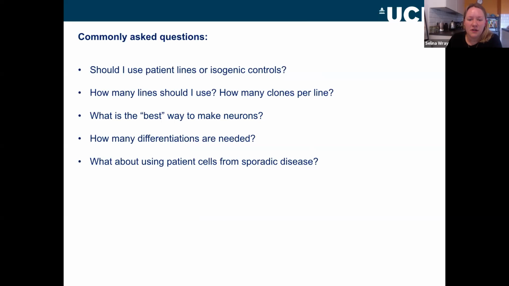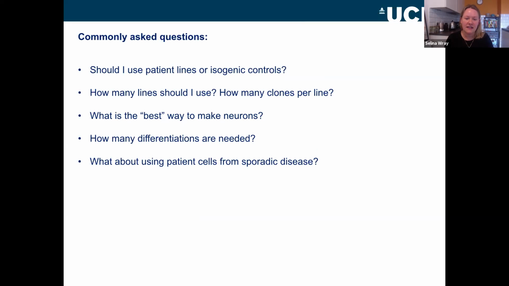Probably the one I will spend most time on is, should we use patient lines or isogenic controls that we can now make using CRISPR? What's the correct number of lines to use? Are we better to use many patients or many clones per line? Once we've got our induced pluripotent stem cells, what's the best way to make a neuron? How many times do we need to do that?